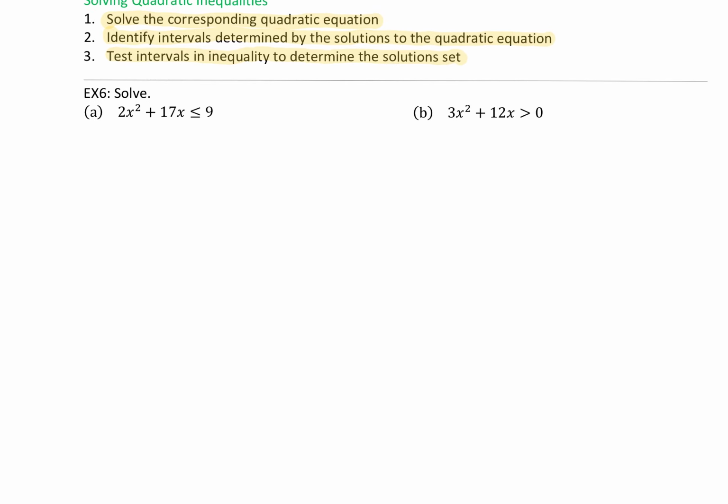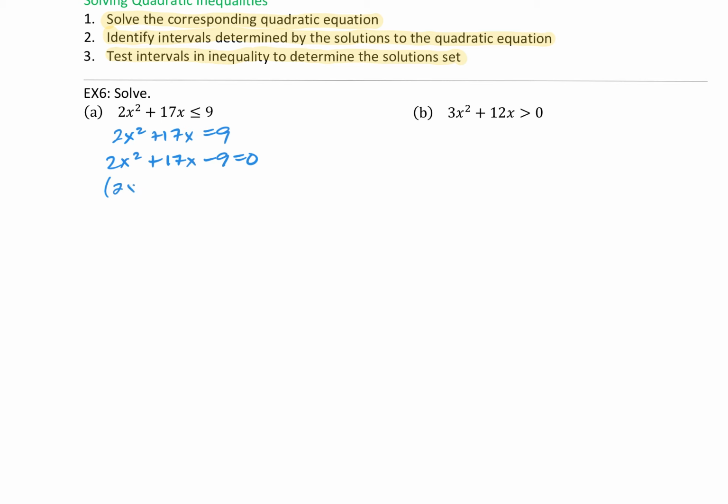So let's go through those steps in example 6a. We have 2x squared plus 17x less than or equal to 9. It says that we're supposed to replace the inequality with an equal sign to get 2x squared plus 17x equal to 9. Then we want to solve this quadratic equation to find where it's 0, our x-intercepts. First, I want to set this equal to 0 by subtracting 9 from both sides. Now I could use the quadratic formula, but this is factorable.